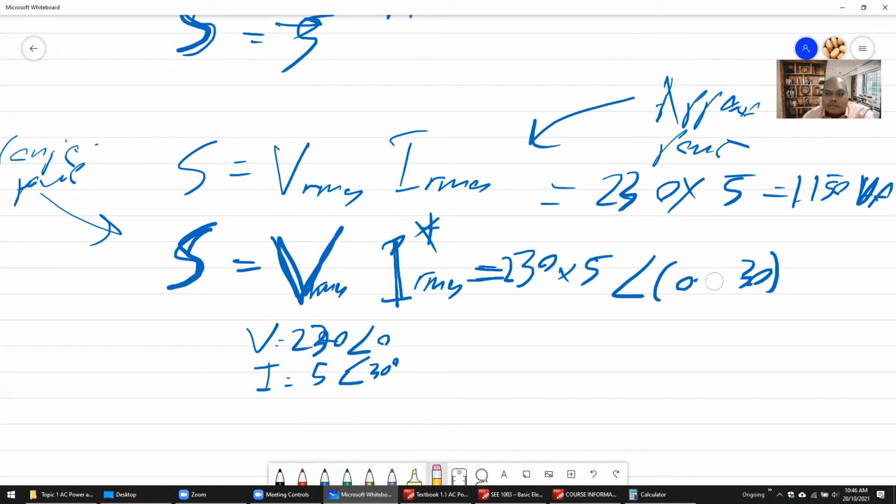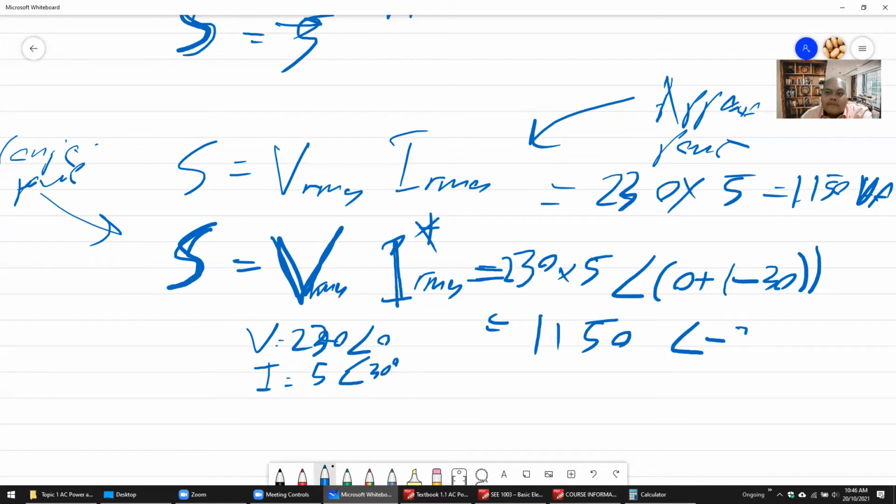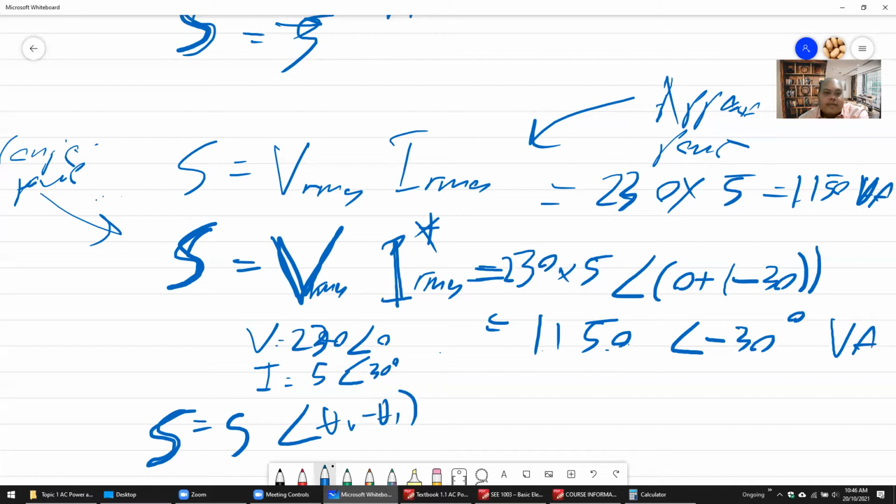So 0 plus minus 30 because of the conjugate. The answer is 1200 angle negative 30, and the unit is also VA. You can see here the apparent power and the conjugate are different. Complex power is a complex number, apparent power is just a magnitude. So basically S equals S angle theta V minus theta I. Understand this one.